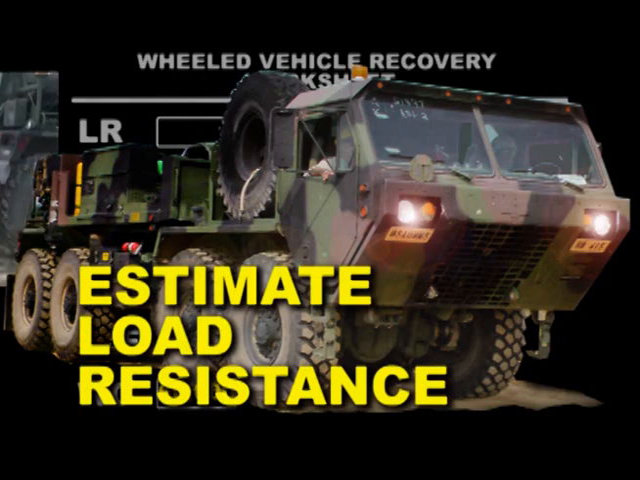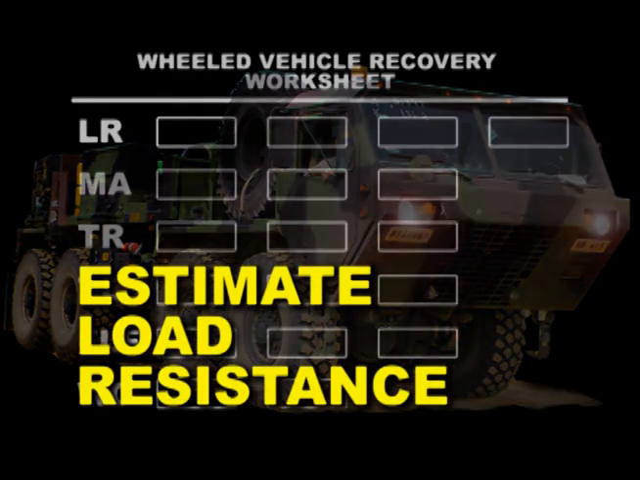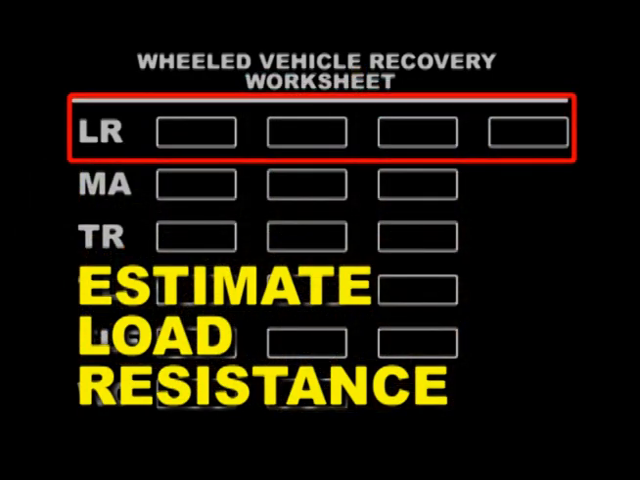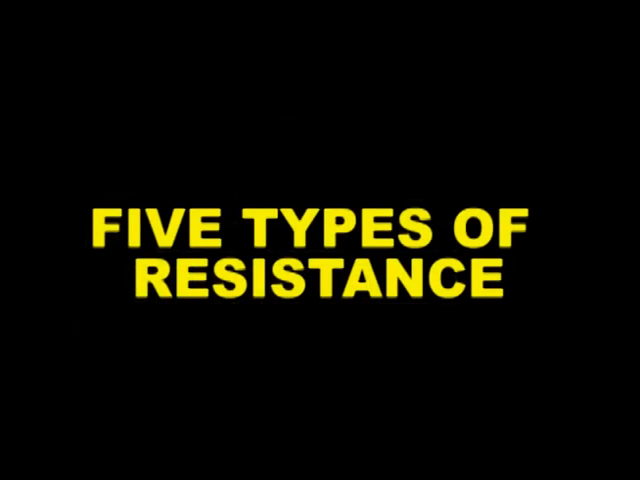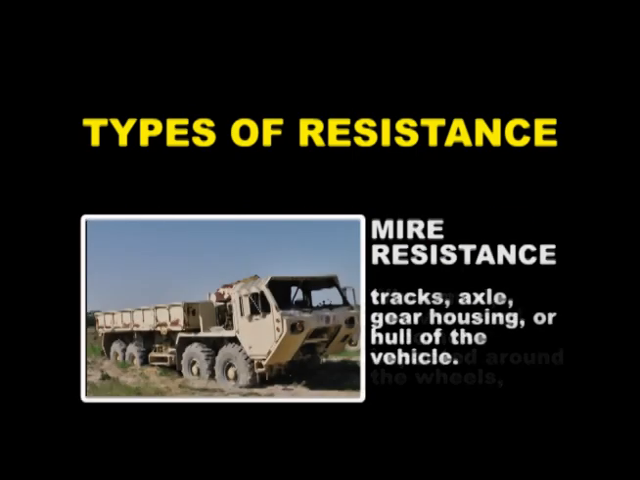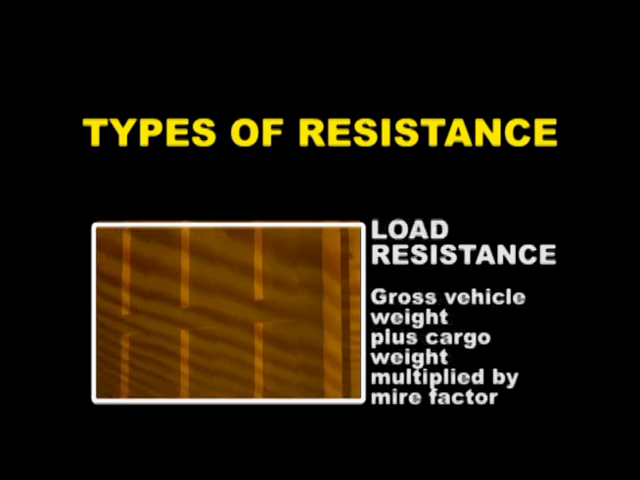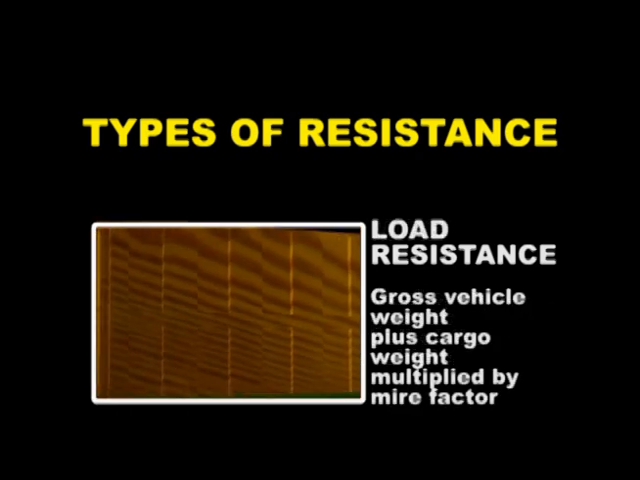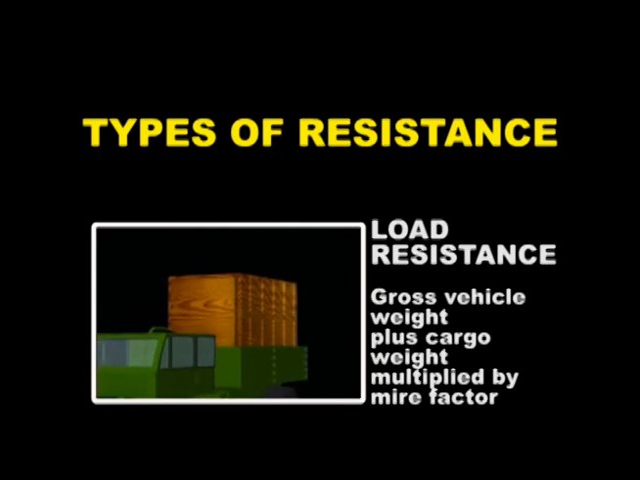Next, we must estimate the resistance of the load. Line 1 on the recovery worksheet. Before we estimate the resistance, let's ensure you understand the 5 types of resistance you might encounter during recovery. Mire resistance is created when mud, snow, or sand becomes impacted around the wheels, tracks, axle, gear housing, or hull of the vehicle. Load resistance is the gross vehicle weight plus the cargo weight multiplied by the mire factor.